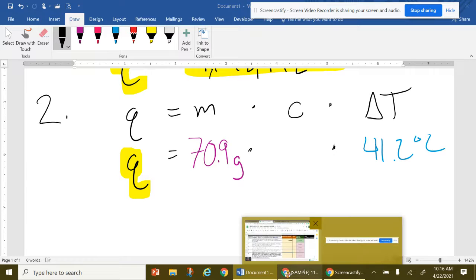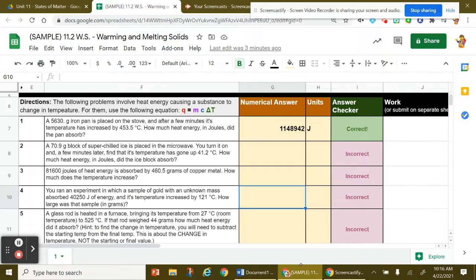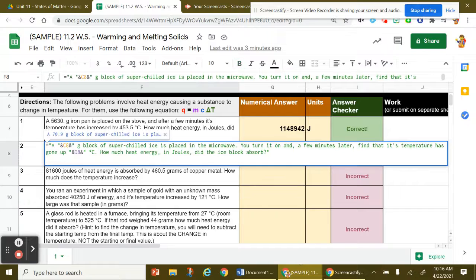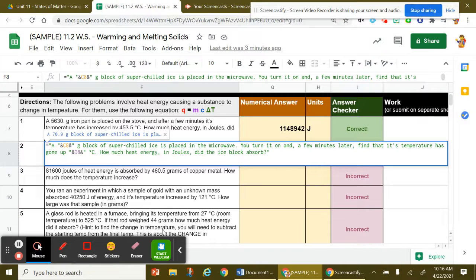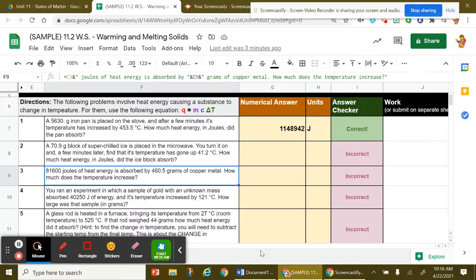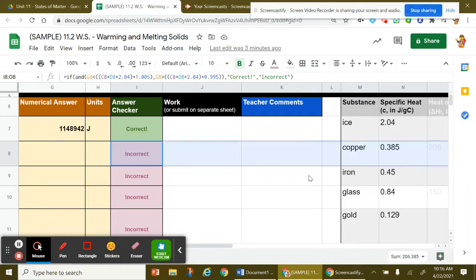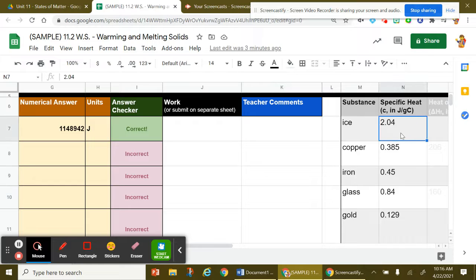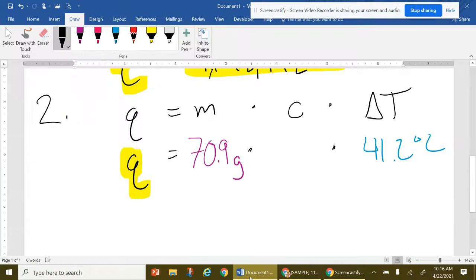It didn't give us a number for C, but it tells us that the substance in question is ice, all right? Ice is what this thing is made of. So I can look up the specific heat over here. The specific heat of ice is 2.04 joules per gram degree Celsius.